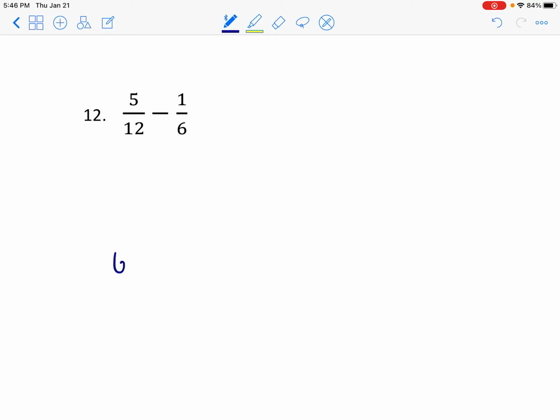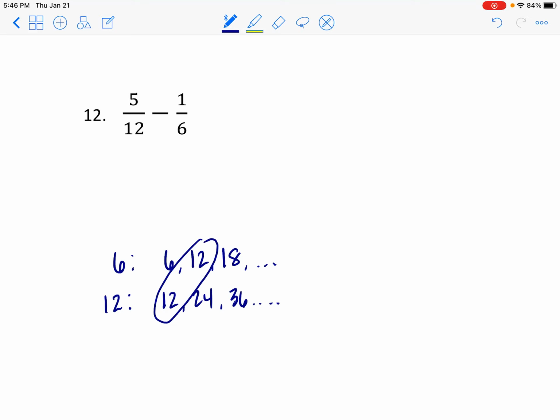So for example, multiples of 6: 6 times 1 is 6, 6 times 2 is 12, 6 times 3 is 18. That would be a list of multiples, right? If I was listing out multiples of 12, 12 times 1 is 12, 12 times 2 is 24, 12 times 3 is 36. Those would be my multiples there. What I need is a multiple they have in common, like 12. And if it's the smallest multiple they have in common, it is the least common denominator, and that's what we want to use in our problem.